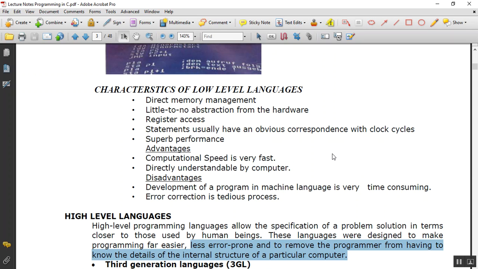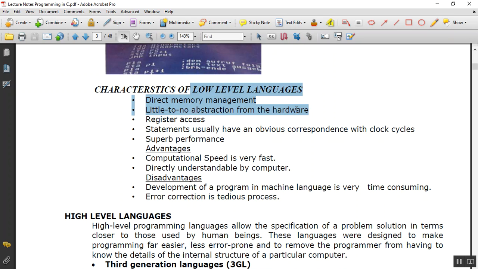But in case of low level languages, we need to know all these things and then only we can write programs.